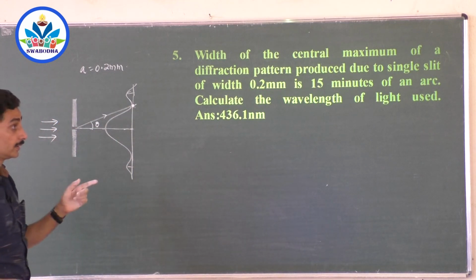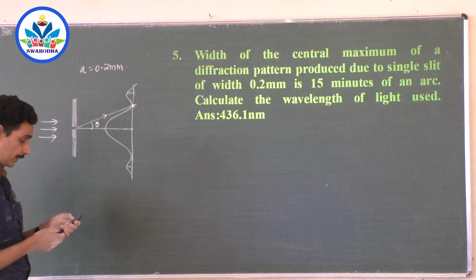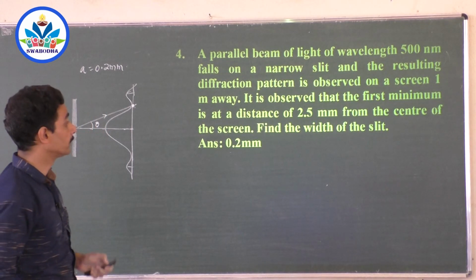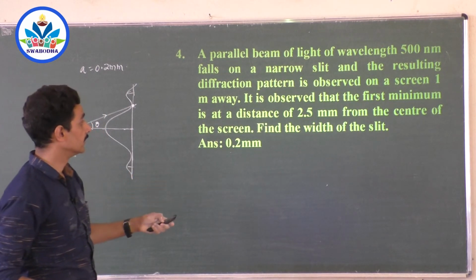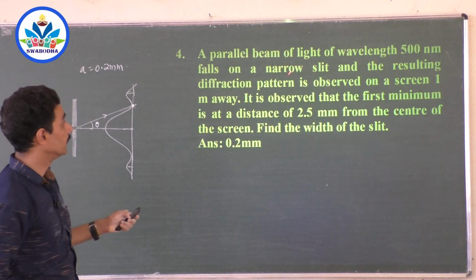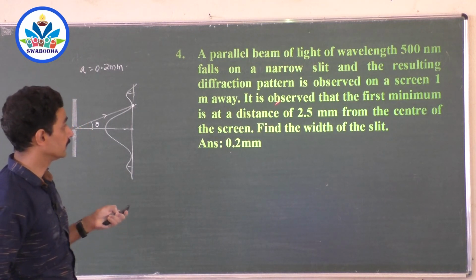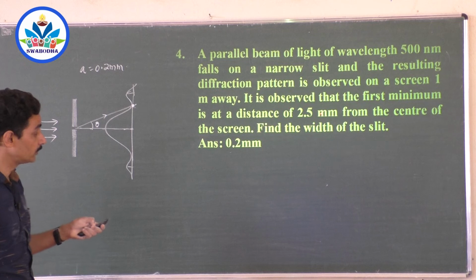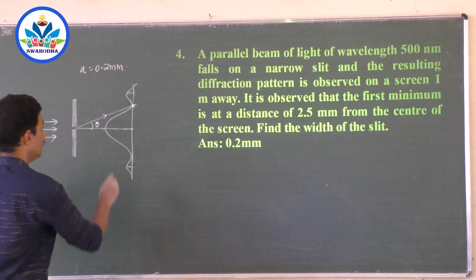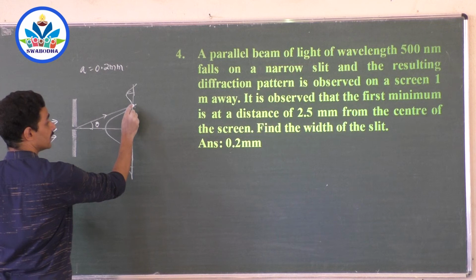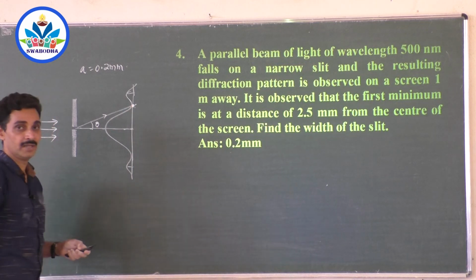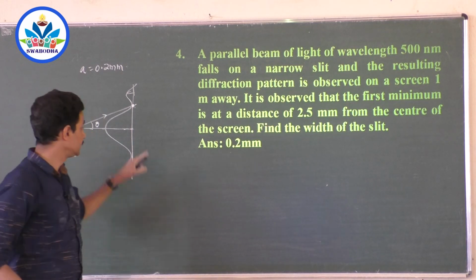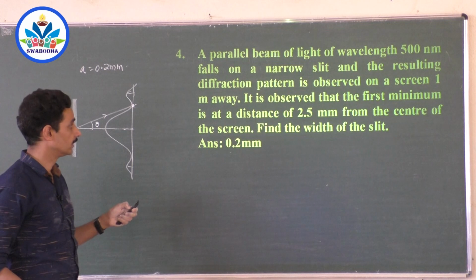Now, compared to this problem and the previous problem, you have to note down the difference. In the previous problem, a parallel beam of light of wavelength is incident on a slit and the pattern is observed on a screen. The first minimum is at a distance of 2.5 millimeter from the center of the screen. No doubt at all. But here you see, next problem.